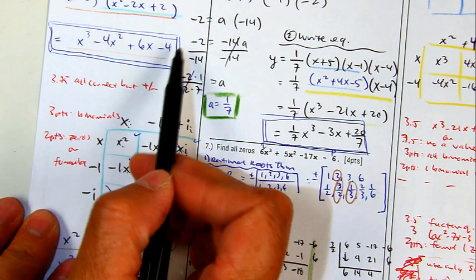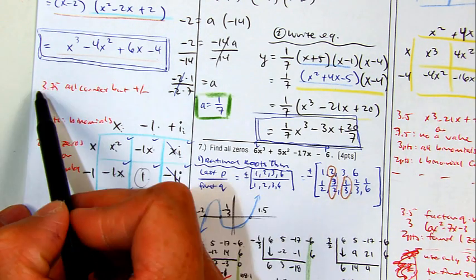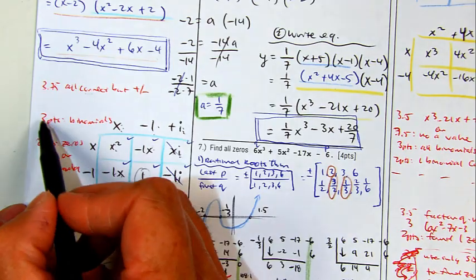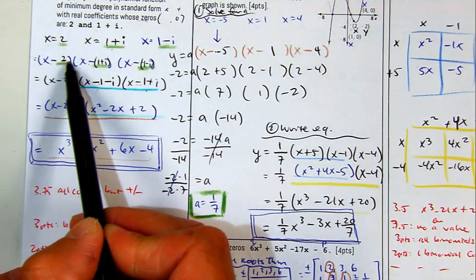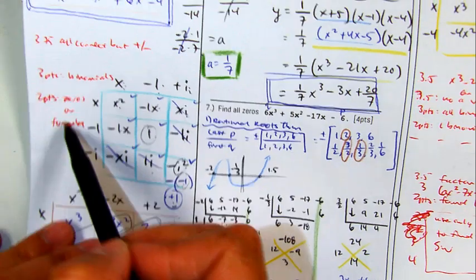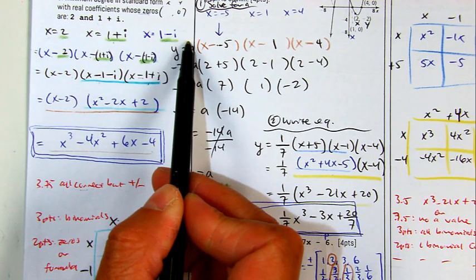I gave you 4 points if you had all your work and you got this answer. 3.75 if it's all correct, but maybe you made a plus or minus mistake. 3 points if you just had these binomials here at the very beginning. And then 2 points if you gave me the zeros, or you have a formula like the intercept form.